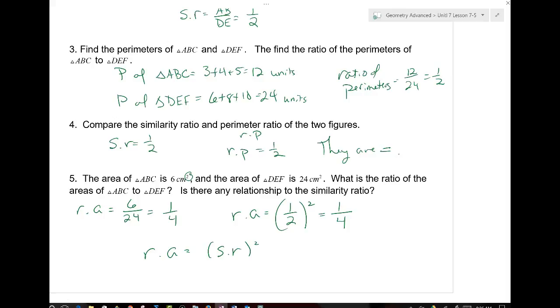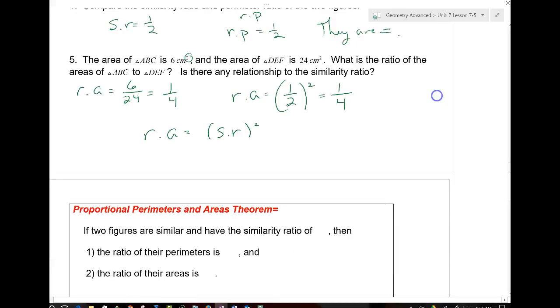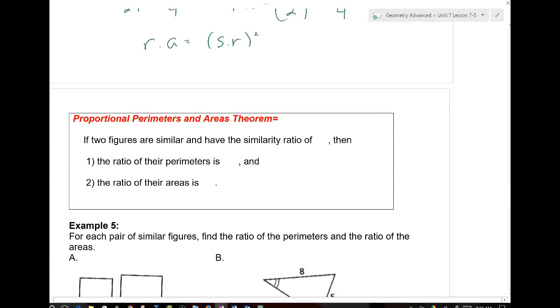All right, so basically you guys just found out your next theorem. The proportional perimeters and areas theorem. So what it does is it actually saves me time from actually having to calculate area and perimeter anymore. I can just set up proportions as long as I know the figures are similar. So first of all, the key thing is they have to be what to each other? Similar, okay? So if two figures are similar and have the similarity ratio, and we're just going to be very generic, A to B, then the ratio of their perimeters is A to B, and the ratio of their areas is A squared to B squared.